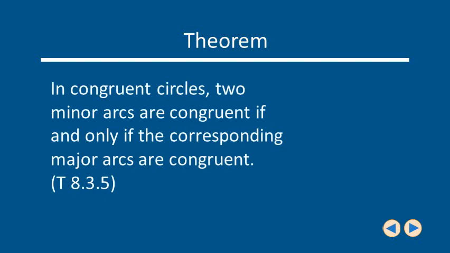In congruent circles, two minor arcs are congruent if and only if the corresponding major arcs are congruent. So again, this is somewhat like your linear pair theorem going back with angles. You know how linear pairs are always supplementary, they always add up to 180 degrees. Well, arcs are always going to add up to 360 degrees. So if you've got congruent circles and the measures of the major arcs are the same, then therefore the minor arcs have to be the same because you're simply subtracting the major arcs from 360 and you're going to get the same answer. All right.